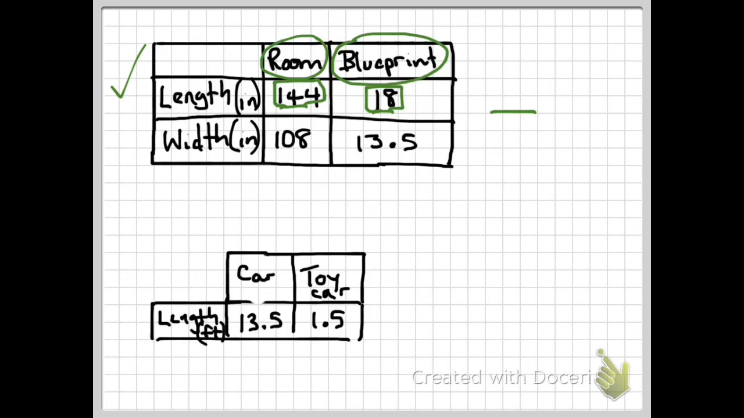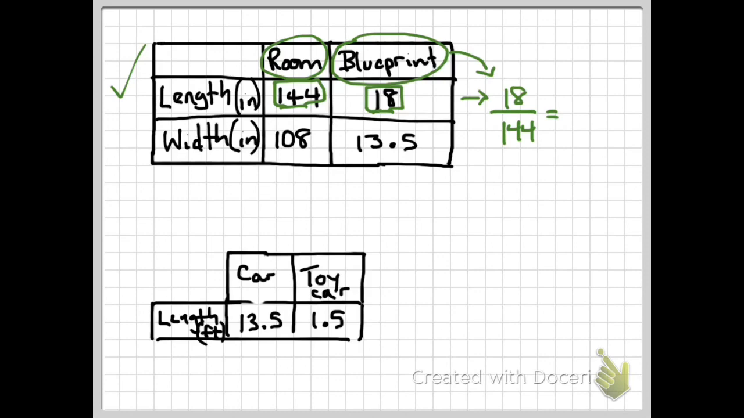Now we have to decide what's going to go on top. We will always put the scale drawing or the scale model, and as I said, that's going to be your blueprint. So the 18 is going to go on top, the 144 is going to go on the bottom. Now we want to see what the scale is going to be. We'll reduce that down if possible, so we'll see what's the largest number that can go into 18 and 144.